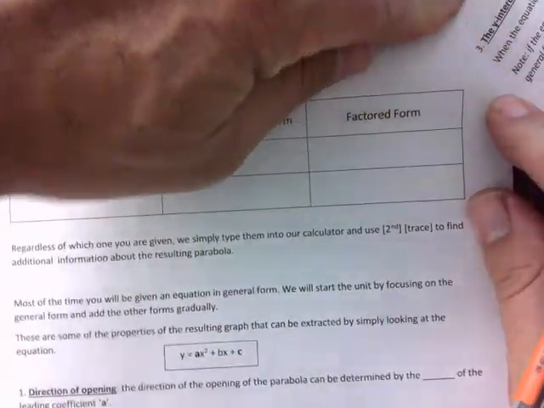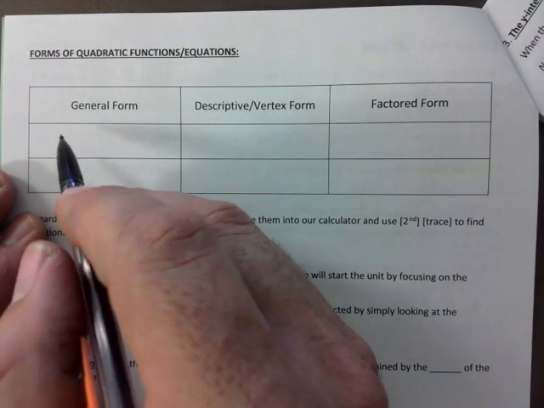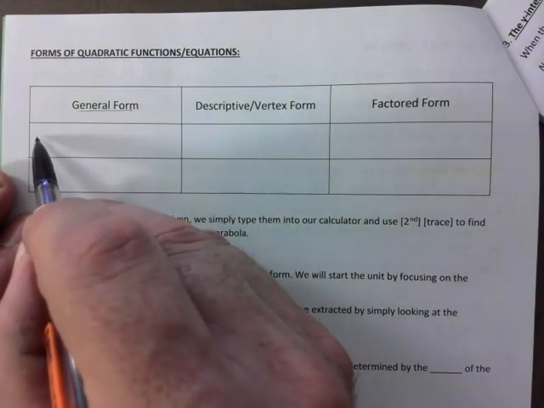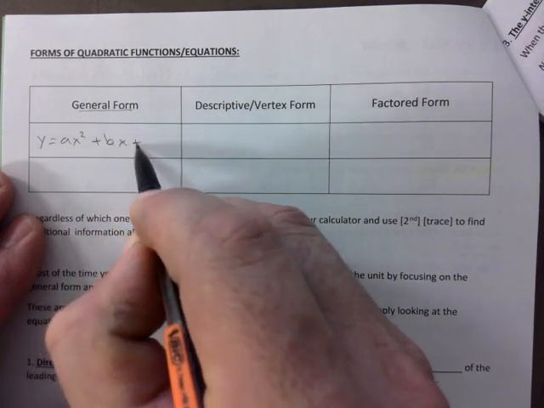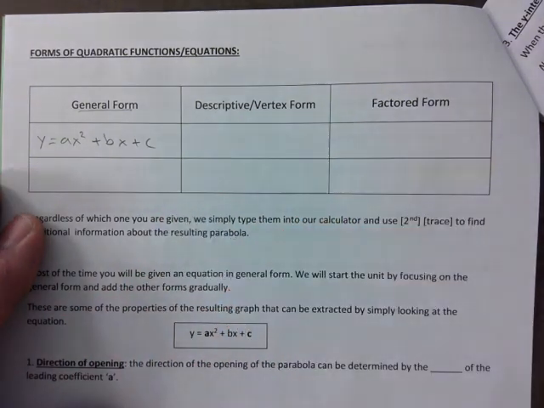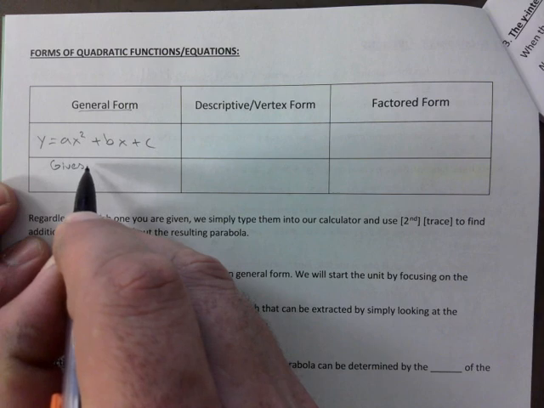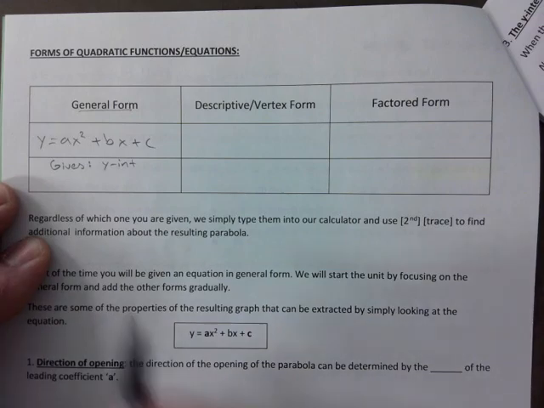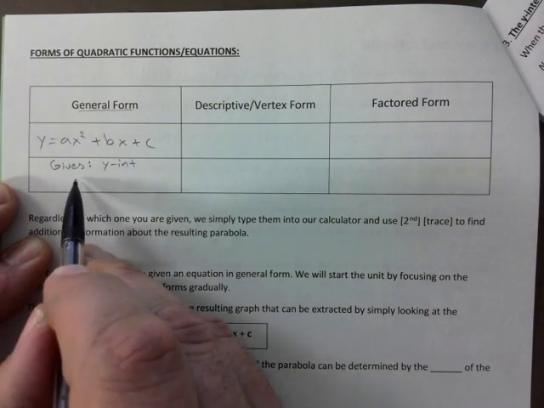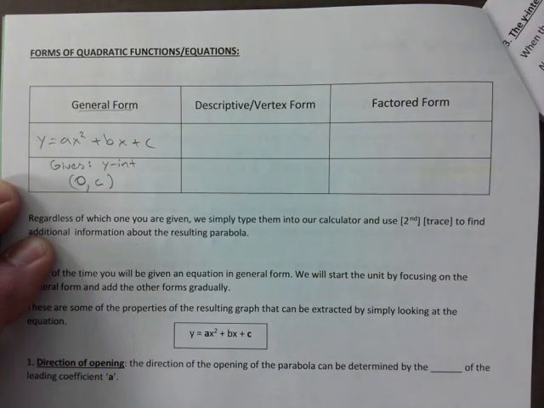There are three forms of the quadratic that we study. This is the most common, the general form. It looks like this. And what does that provide you with? It gives the y-intercept. It tells us without doing anything on our calculator what the y-intercept is. And the y-intercept would be 0, c. That's the most important part.